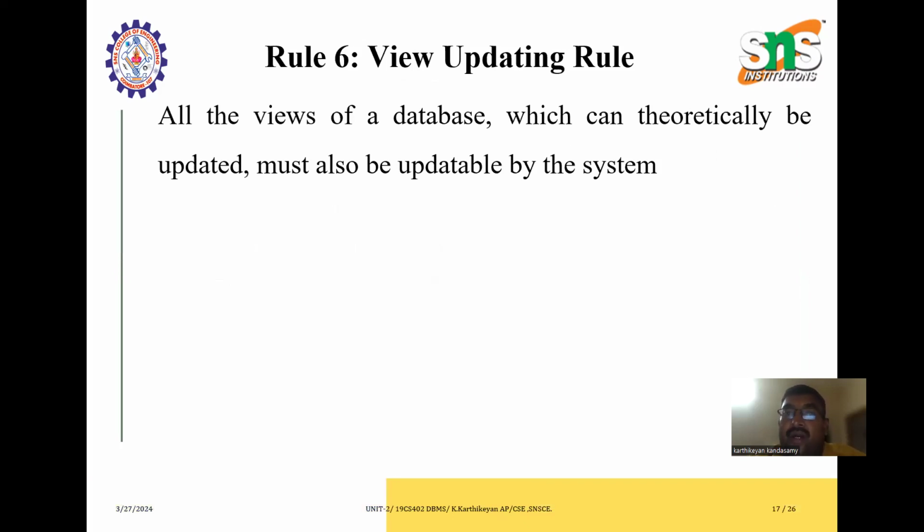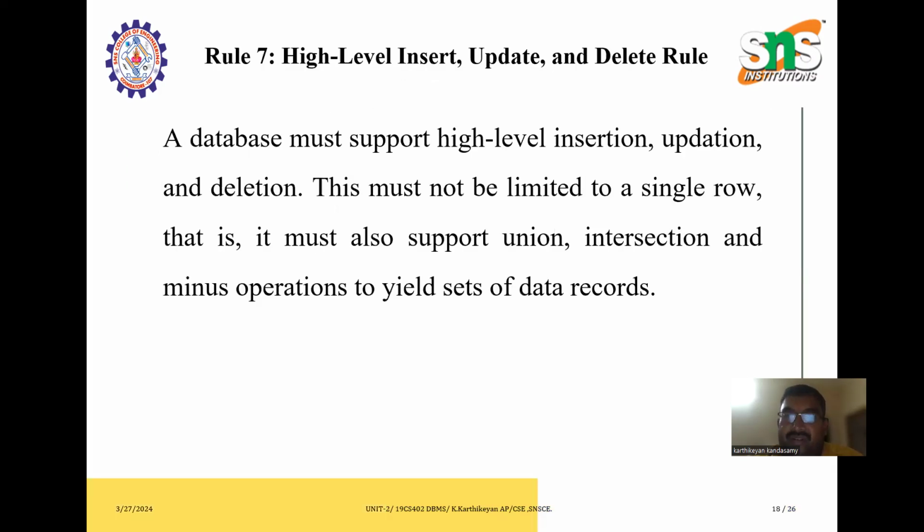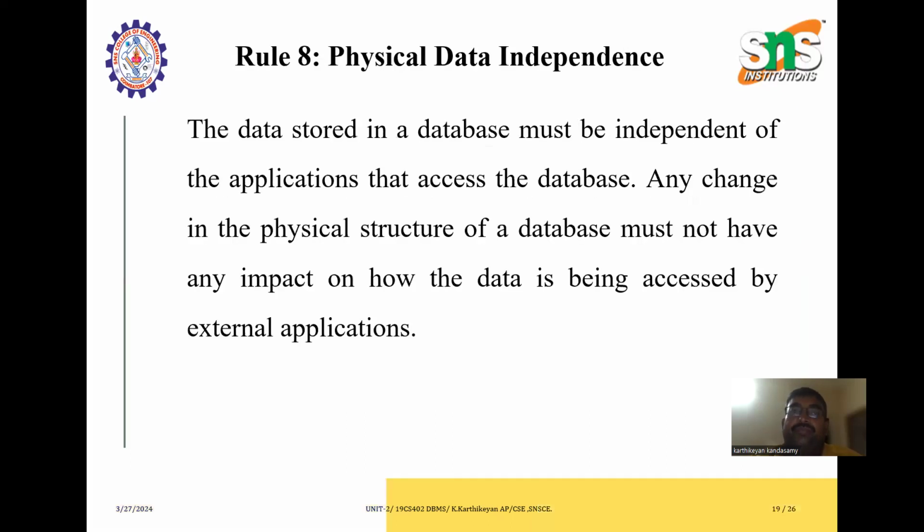Rule number 6, view updating rule. All views of the database which can theoretically be updated must also be updatable by the system. Rule number 7, high-level insert, update, and delete rule. The database must support high-level insertion, updation, and deletion. It must not be limited to a single row. It must also support union, intersection, and minus operations on sets of data records.